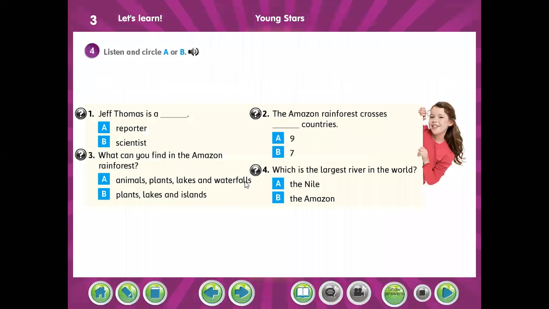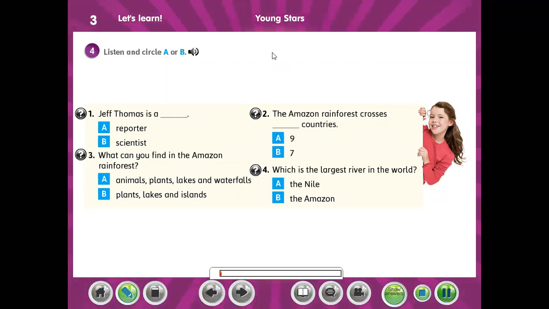The activity 4, okay? In your books, please, the activity 4. Listen and circle. Jeff Thomas is a reporter or a scientist. Listen, okay? The Amazon rainforest crosses 9 countries or 7 countries. Listen, okay? The same for number 3 and number 4. Okay? Listen and circle, please.